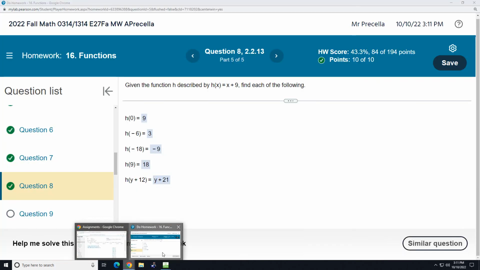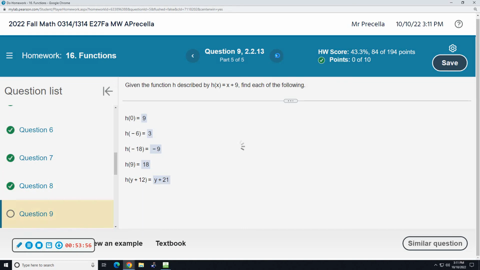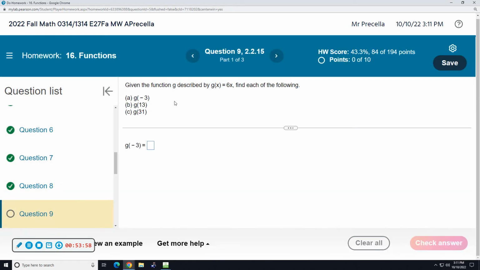Okay, number 9. Given the function g described by g of x equals 6x, so g of x is just 6 times x, and they want us to find g of negative 3, g of 13, and g of 31.